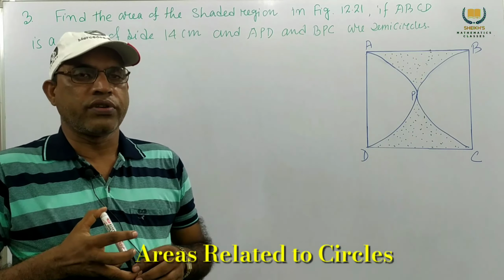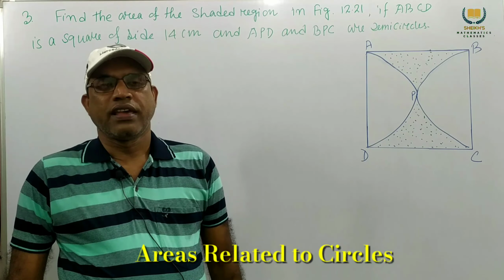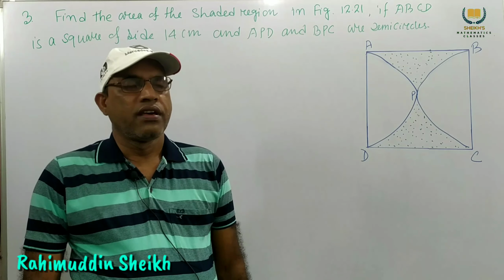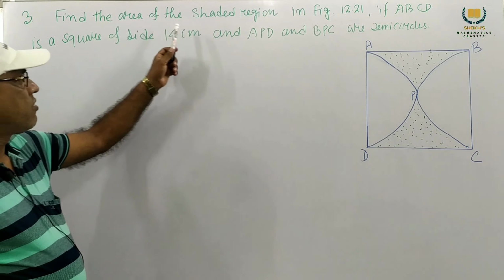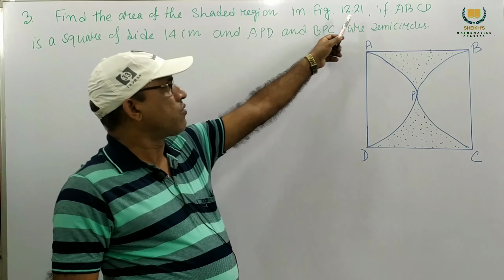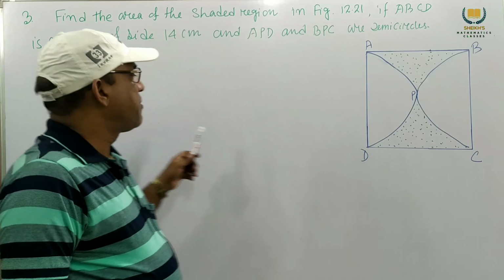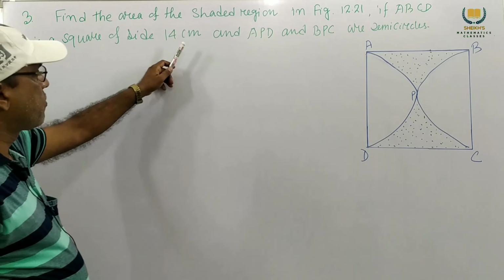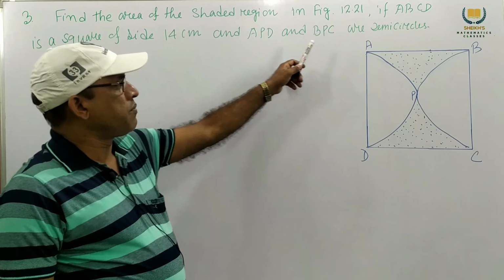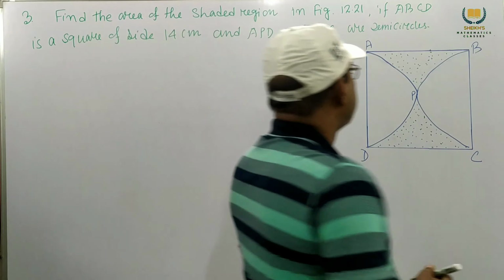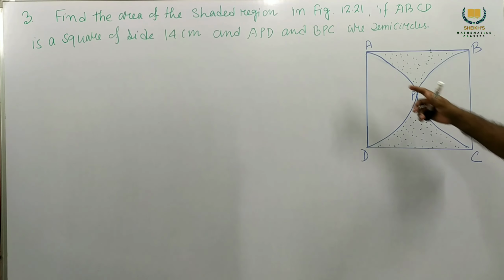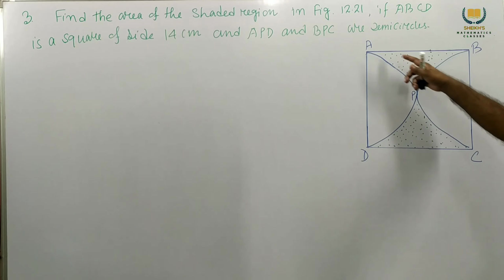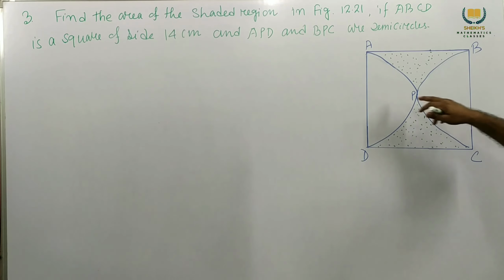Dear students, today we start problem number 3, exercise 12.3. Problem 3: find the area of the shaded region in figure 12.21 if ABCD is a square of side 14 centimeter and APD, BPC are semicircles. So, this is a square. The length of the side is given as 14 centimeter and these two, APD and BPC, are semicircles.